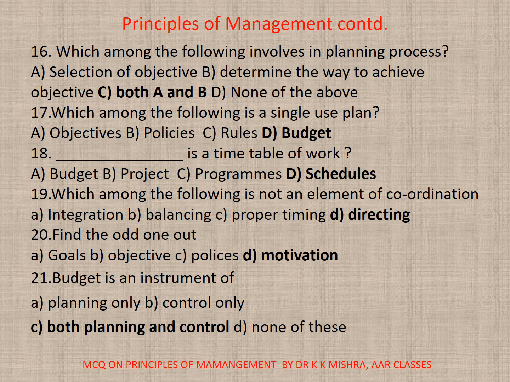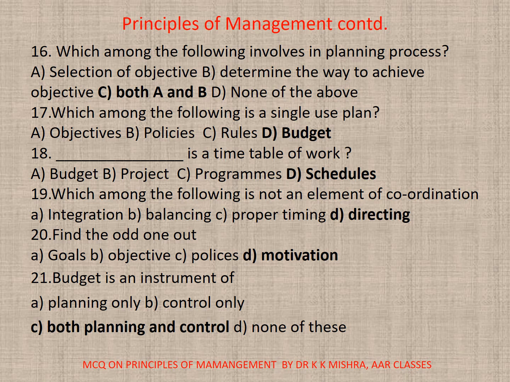16. Which among the following is involved in the planning process? A. Selection of objective, B. Determine the way to achieve objective, C. Both A and B, D. None. Correct option is C. Both A and B. 17. Which among the following is a single use plan? A. Objectives, B. Policies, C. Rules, D. Budget. So correct option is D.